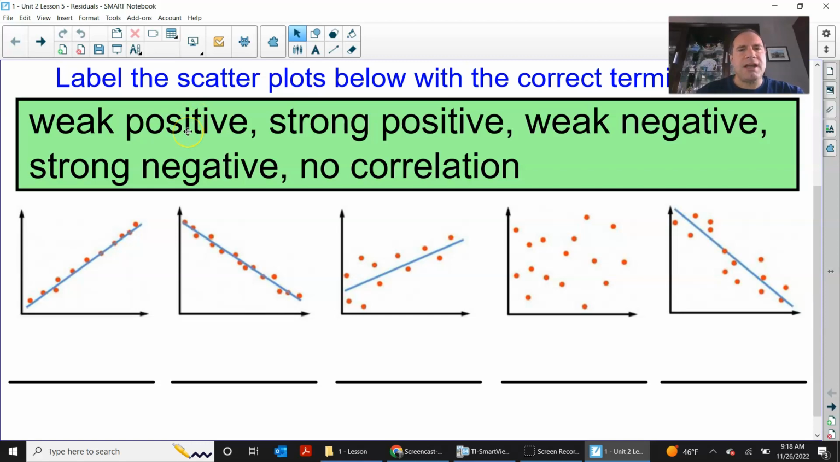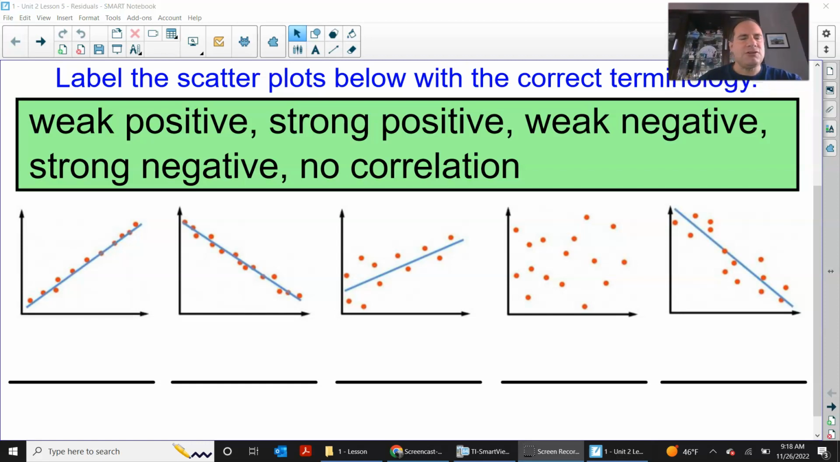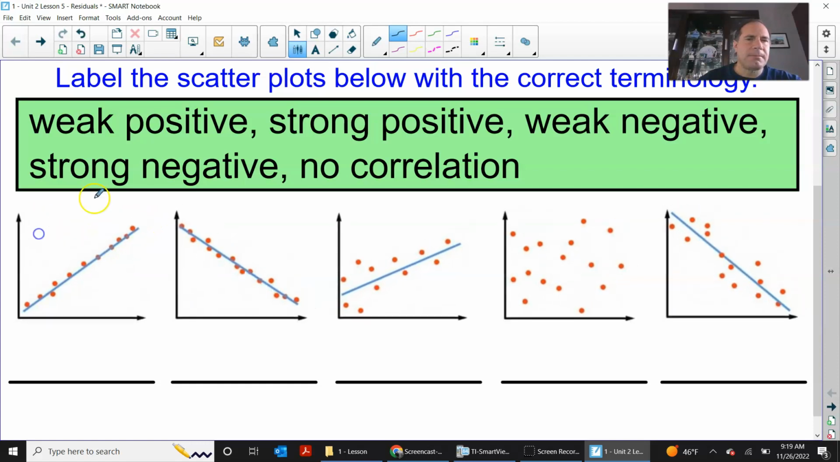It says label the scatter plots below with the correct terminology, and that's what we're going to do. We are going to look at the trend line right now on all of the scatter plots. It's drawn already. So this trend line is going up from left to right. So we know it's positive and the points are clustered around that trend line. So we are saying that this is a strong positive.